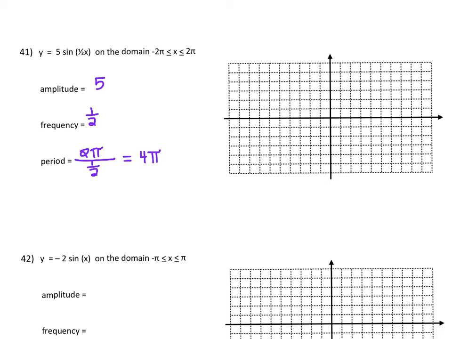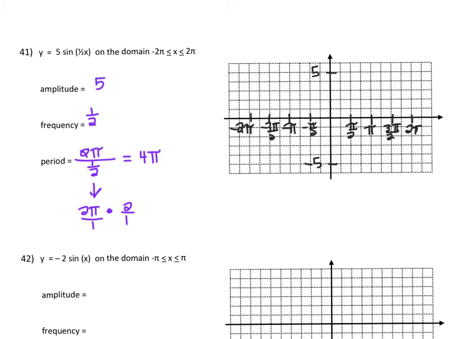Or if we don't know that, that's okay. You can keep the numerator, change the division to multiplication, and flip the fraction in the denominator upside down. And then if you multiply across, you get 2 pi times 2, which is 4 pi, over 1, which is just 4 pi. Okay, so now let's number our x-axis and y-axis.